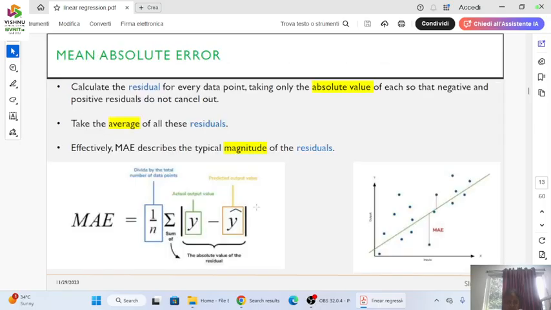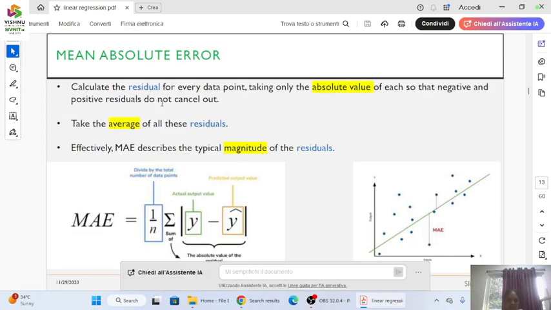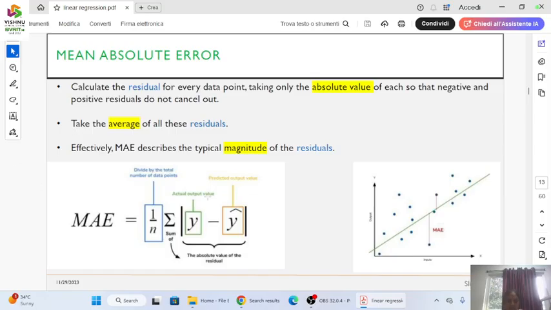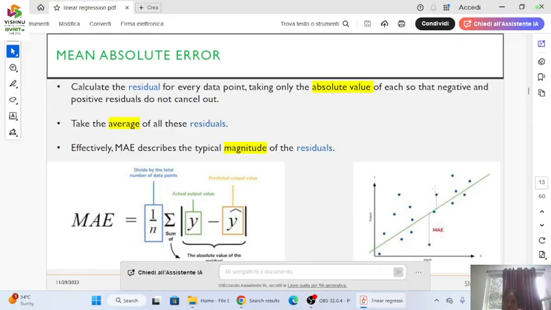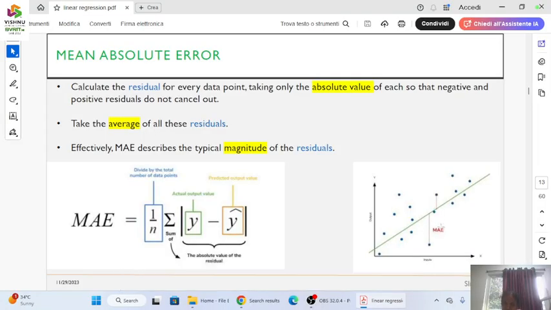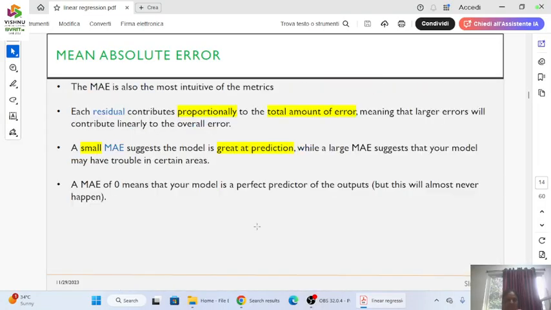The mean absolute error is the same kind of thing, and the formula will be like this. We calculate the residual of each data point, because we have 12 data points, 12 semesters. We take only the absolute value of each, so that negative and positive residuals do not cancel out. Then we take the average of all the residuals and get the mean. So this is the graph we can see here. These are all the math.